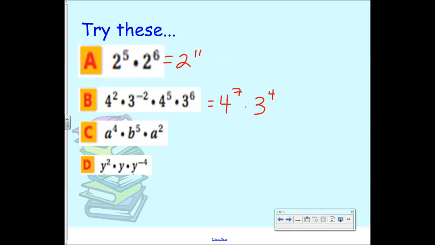All right, what about C? What would C be if I simplified it? A to the 6th, B to the 5. Good. All right, what about D? Y to the negative 1. Y to the negative 1. How come? Because I did 2 plus negative 2. Okay. I did the 1 is positive. So what 1? I don't see a 1 there.